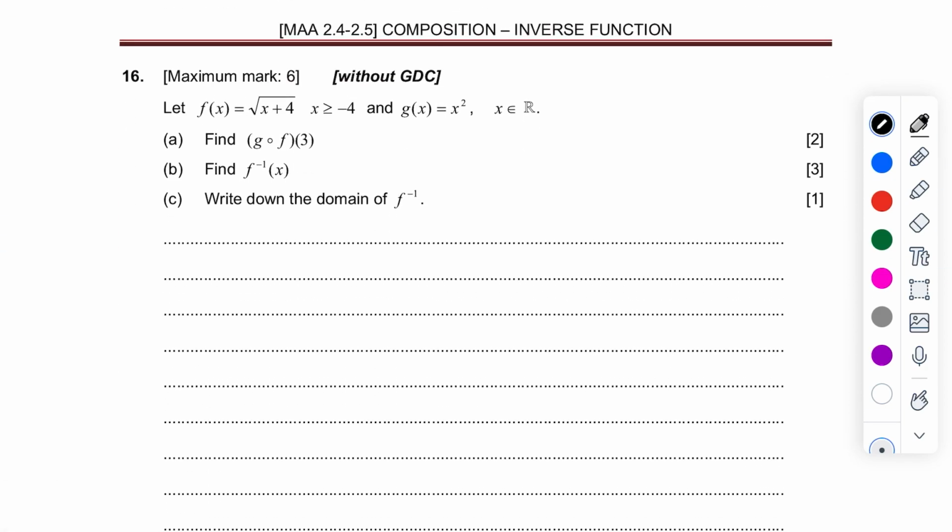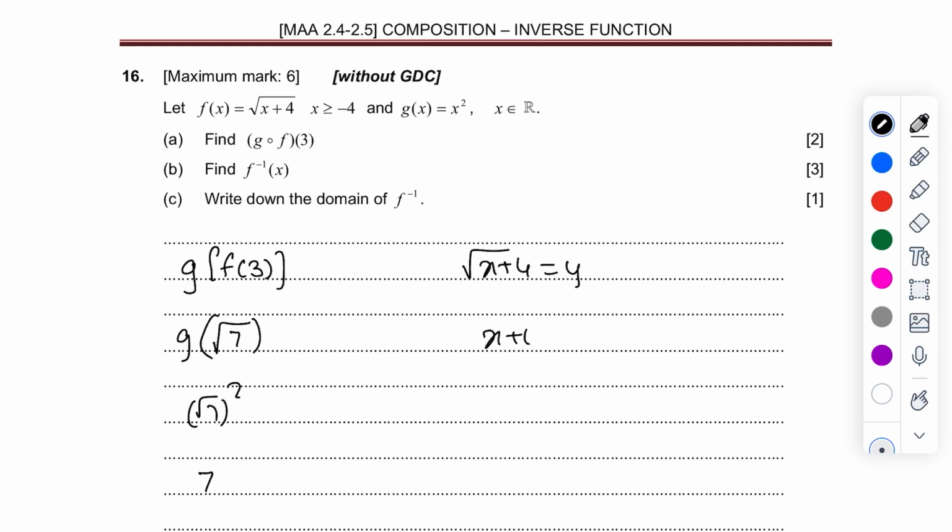Question number 16. g circle f of 3, so g of f of 3. f of 3 is nothing but the square root of 7. Now the square root of 7 whole square becomes 7. Now f inverse of x: square root of x plus 4 equals y, x plus 4 equals y square, so x equals y square minus 4. So f inverse of x equals x square minus 4.